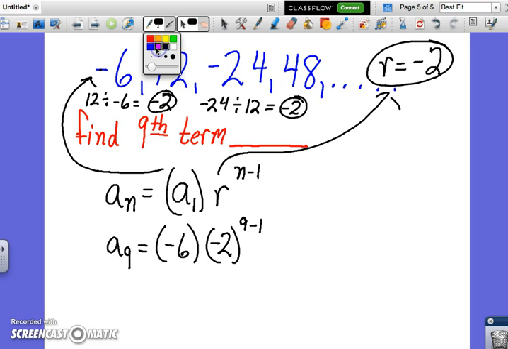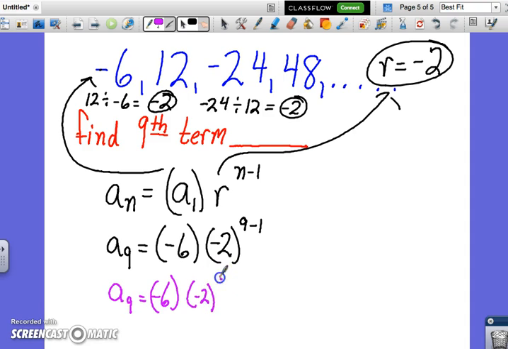Change colors here real quick. Okay, so a to the ninth is equal to negative 6 times negative 2 raised to the n minus 1, which is 8. Ooh, well, this is going to get quite interesting. So we've got to take negative 2 and raise it to the 8th power. So negative 2 times negative 2 times negative 2, and so on, eight times. Well, that's going to be fun.